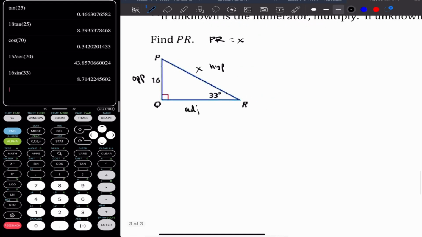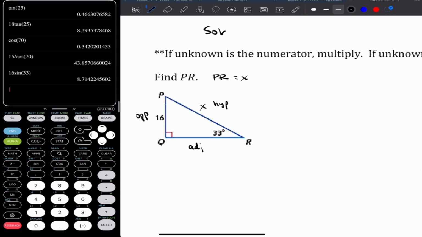All right, here we go. SOH CAH TOA. Note that since PR is given information, I can go ahead and highlight that, or we called it X. And 16 is given information, that's opposite. So I have opposite, hypotenuse, that's SOH, which means I'm using the sine function. So I write sine of 30 degrees. That's my angle of reference, which is equal to opposite over hypotenuse.